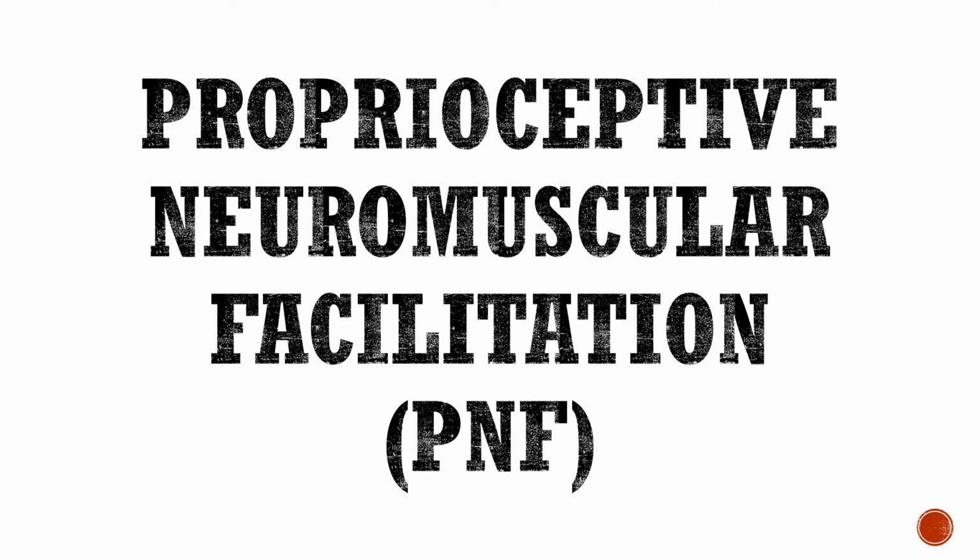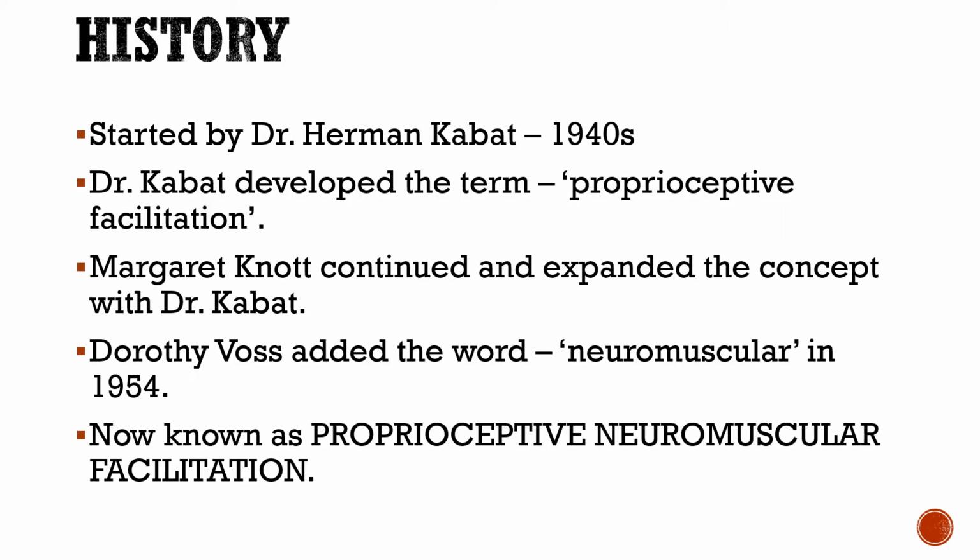Today we're going to discuss proprioceptive neuromuscular facilitation, or PNF. Starting with the history of PNF: it was started by Dr. Herman Kabat in the 1940s. He developed the term proprioceptive facilitation. Now where did the word neuromuscular come from? It was Dorothy Voss that added the word neuromuscular in 1954. Margaret Knott and Dr. Kabat both continued and expanded the concept. Now we know the topic as proprioceptive neuromuscular facilitation.